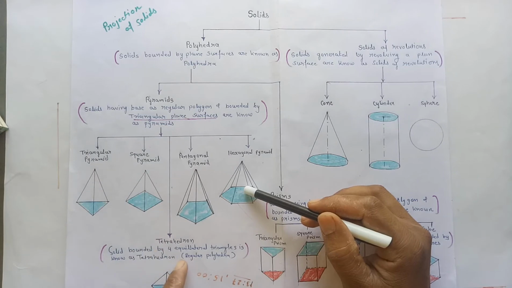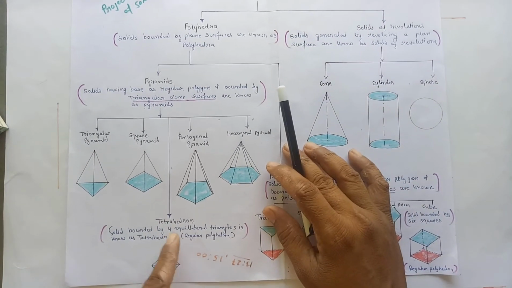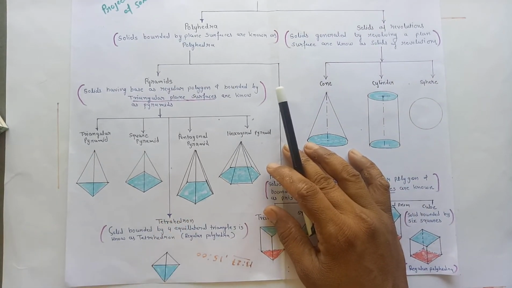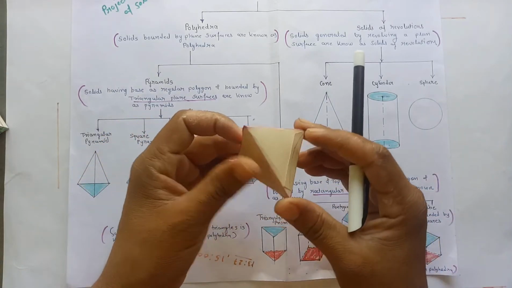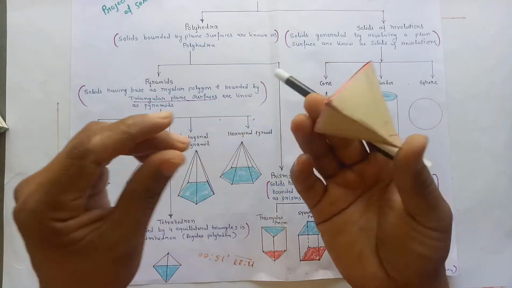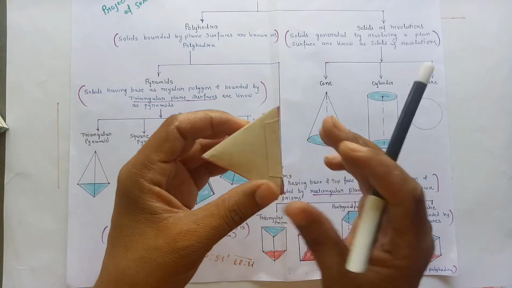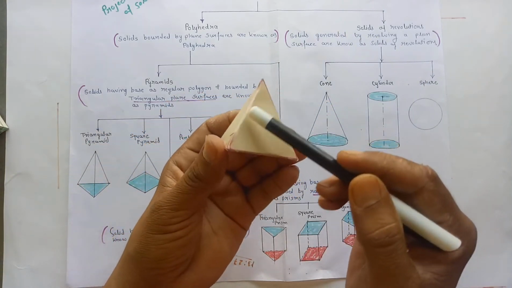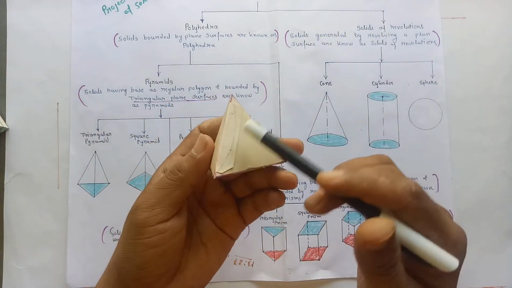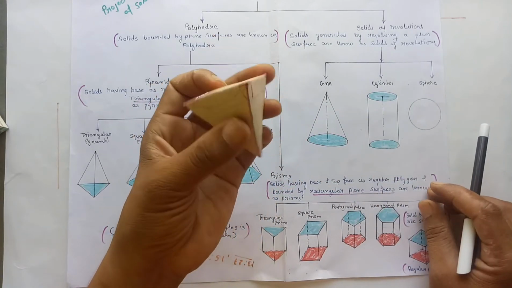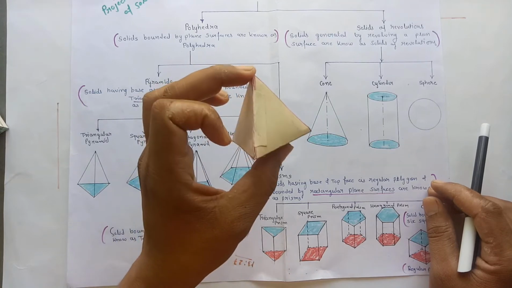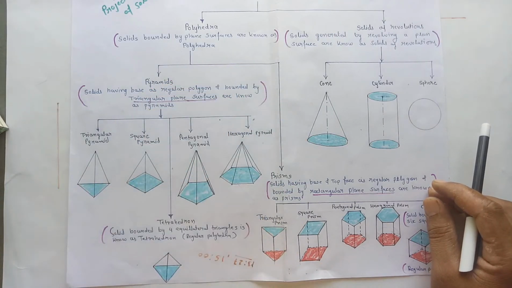One type of pyramid is the tetrahedron. What is a tetrahedron? A tetrahedron is a pyramid bounded by 4 equilateral triangles. This is the tetrahedron, and it is bounded by 4 equilateral triangles. So the pyramid which is bounded by 4 equilateral triangles is known as a tetrahedron.